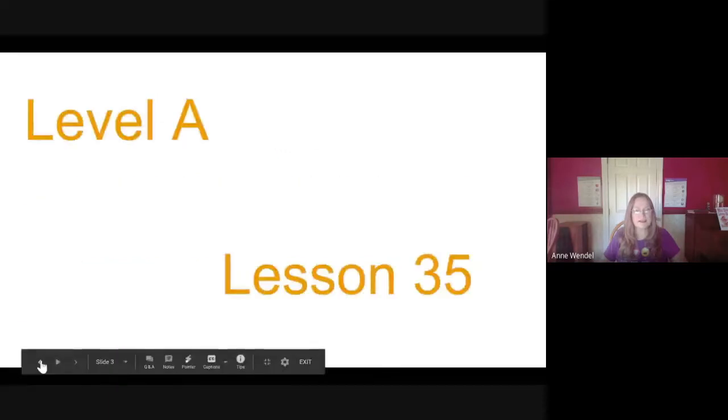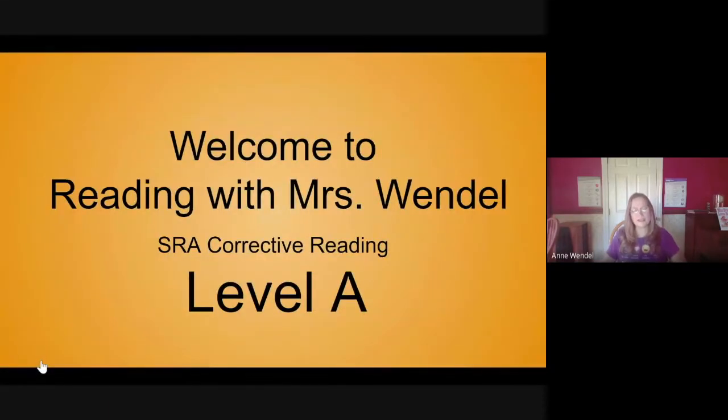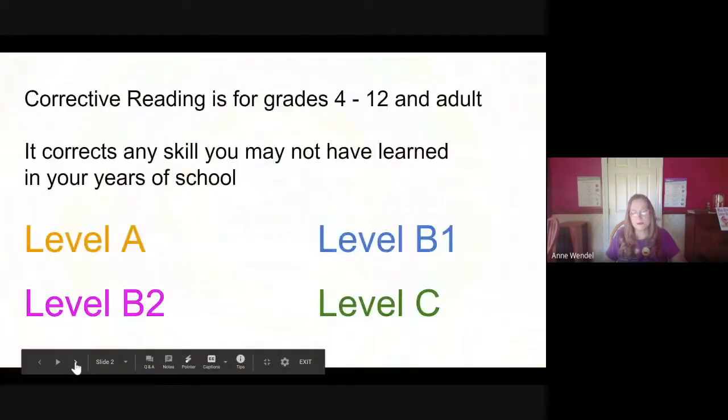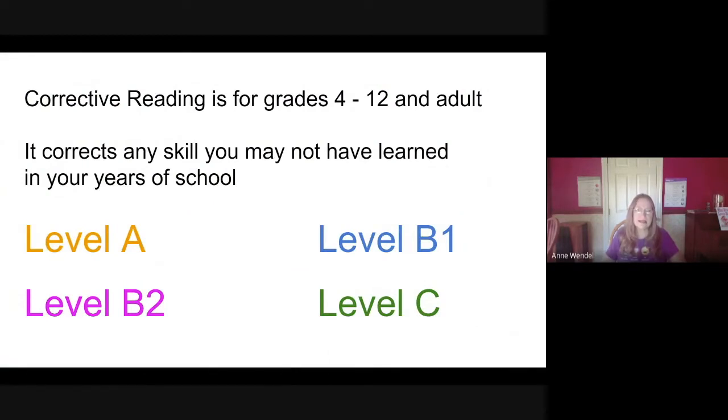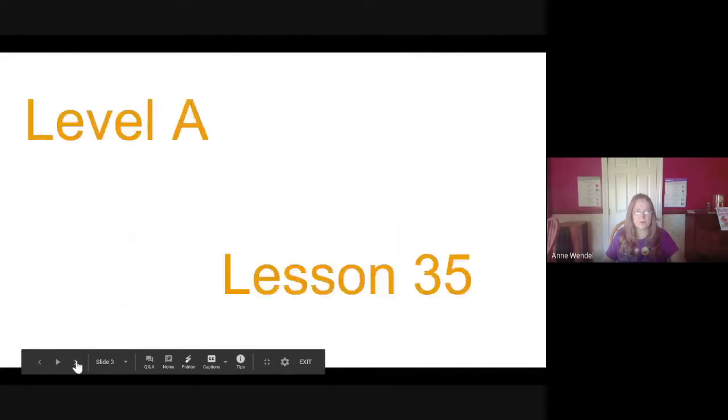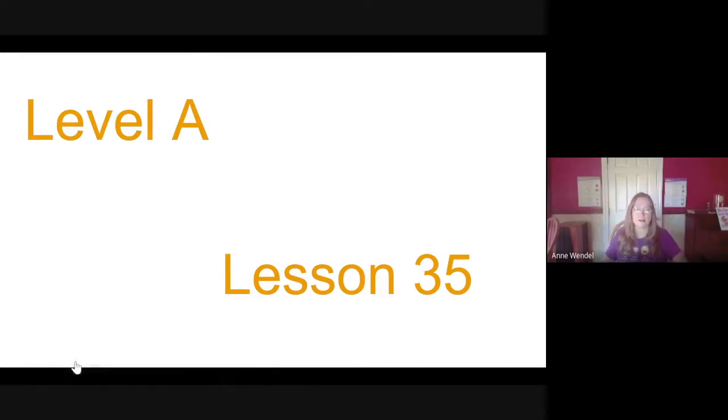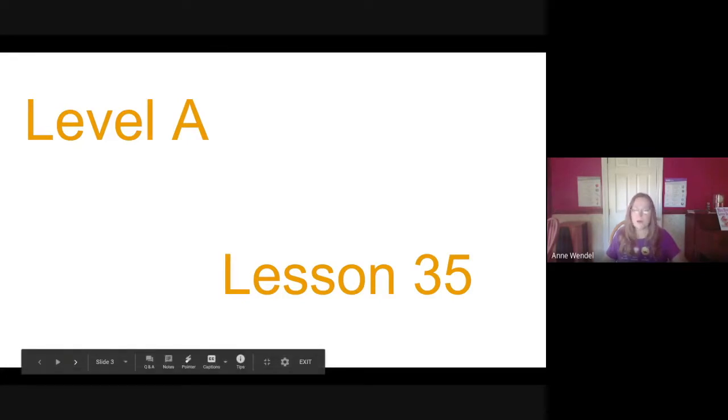And here it is. Corrective reading. It's for anyone in 4th or 5th grades, middle school, high school, and adults. It's designed to correct any skill you may have missed in your years of school. This is Level A, Lesson 35, the Orange Book. This is where my class was when we were last in school. So don't worry that you missed lessons 1 through 34. You haven't. This is our first lesson by video.